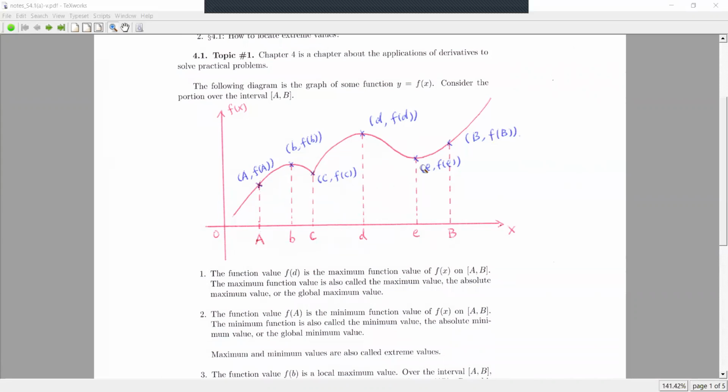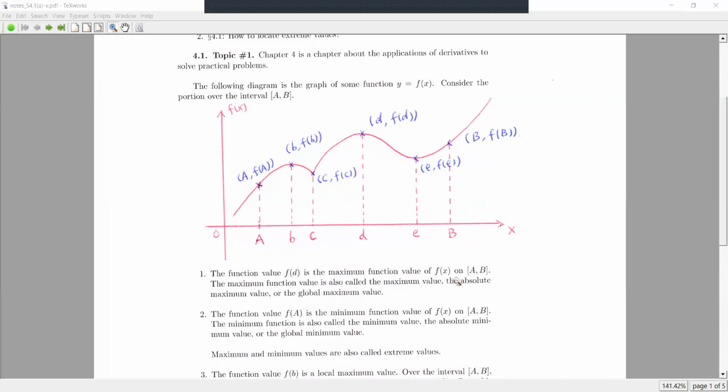About this portion of the graph, clearly this point is the highest point. So the function value at this point, the function value is the y-coordinate of the point. So the function value at the point, f of d, is the maximum function value of the function on this interval BA to BB.